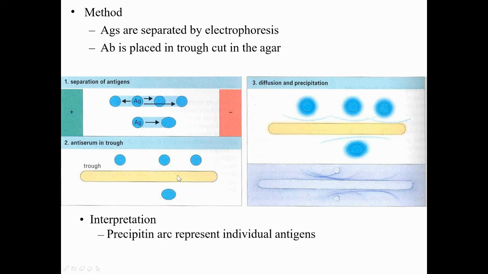And then we go for the anti-serum. You add the anti-serum, and after keeping the anti-serum and antigen, both will react, and then go for diffusion and precipitation reaction. After that, we can see the precipitin ring like this. This is how we can interpret it. These precipitin rings are present for individual antigens.